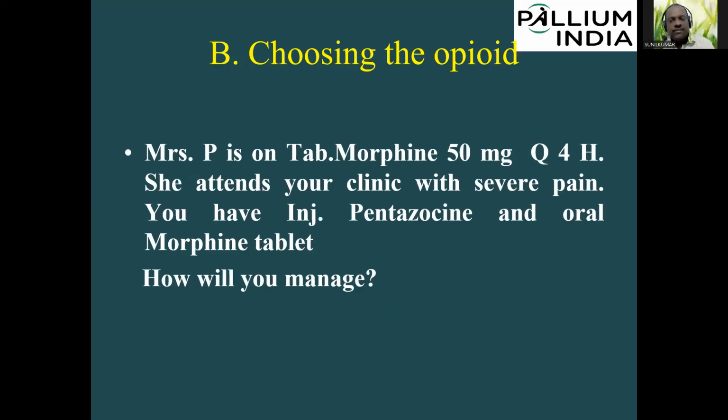So we have another patient, Mr. P, who is on tab morphine 50 milligram every 4 hourly. She attends your clinic with severe pain. You have injection pentazocine and oral morphine tablet. How will you manage the pain of this patient? Pentazocine is available as Fortwin. Okay, and many of you must be familiar with Fortwin. Injection pentazocine is Fortwin. So how do you manage the pain of this patient?